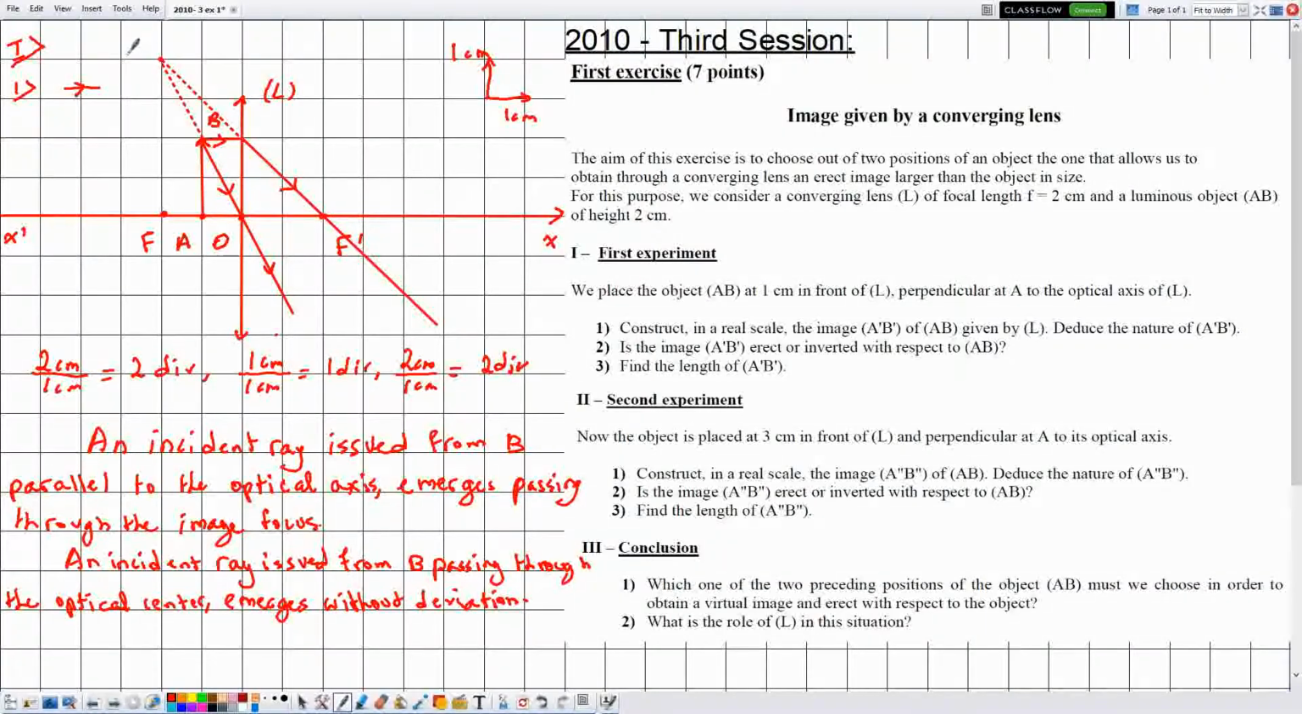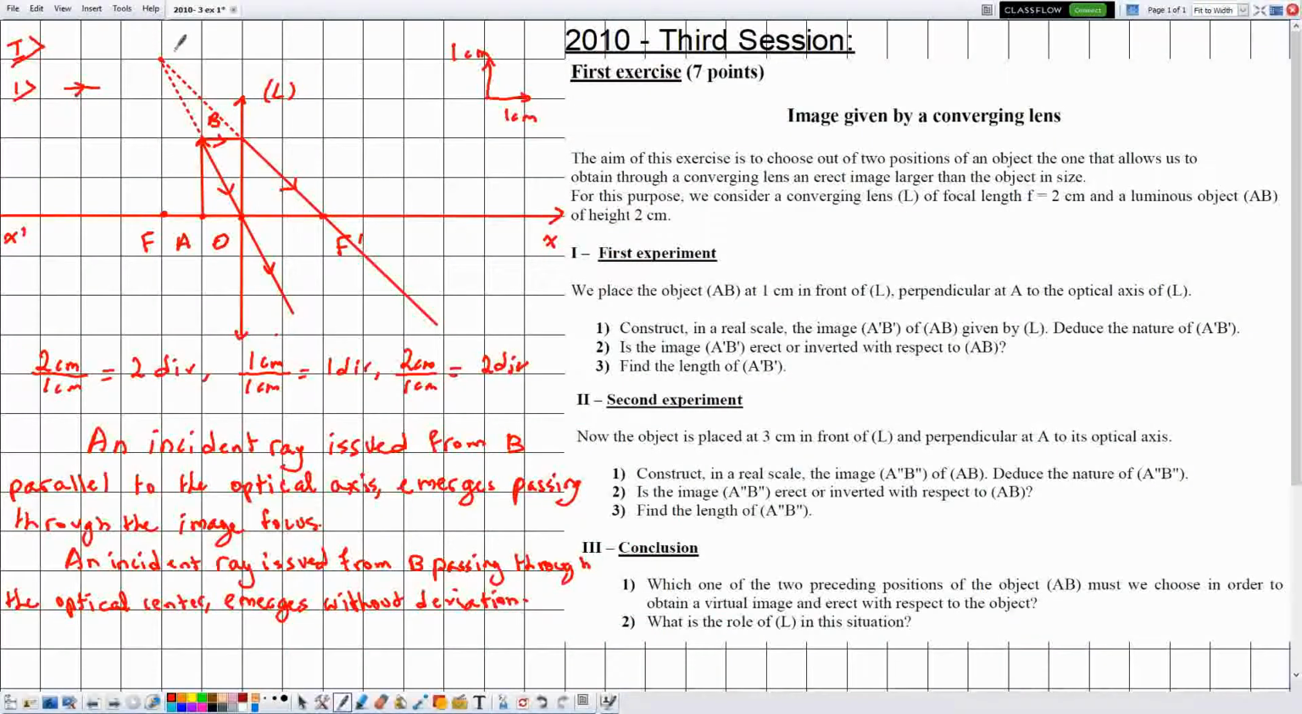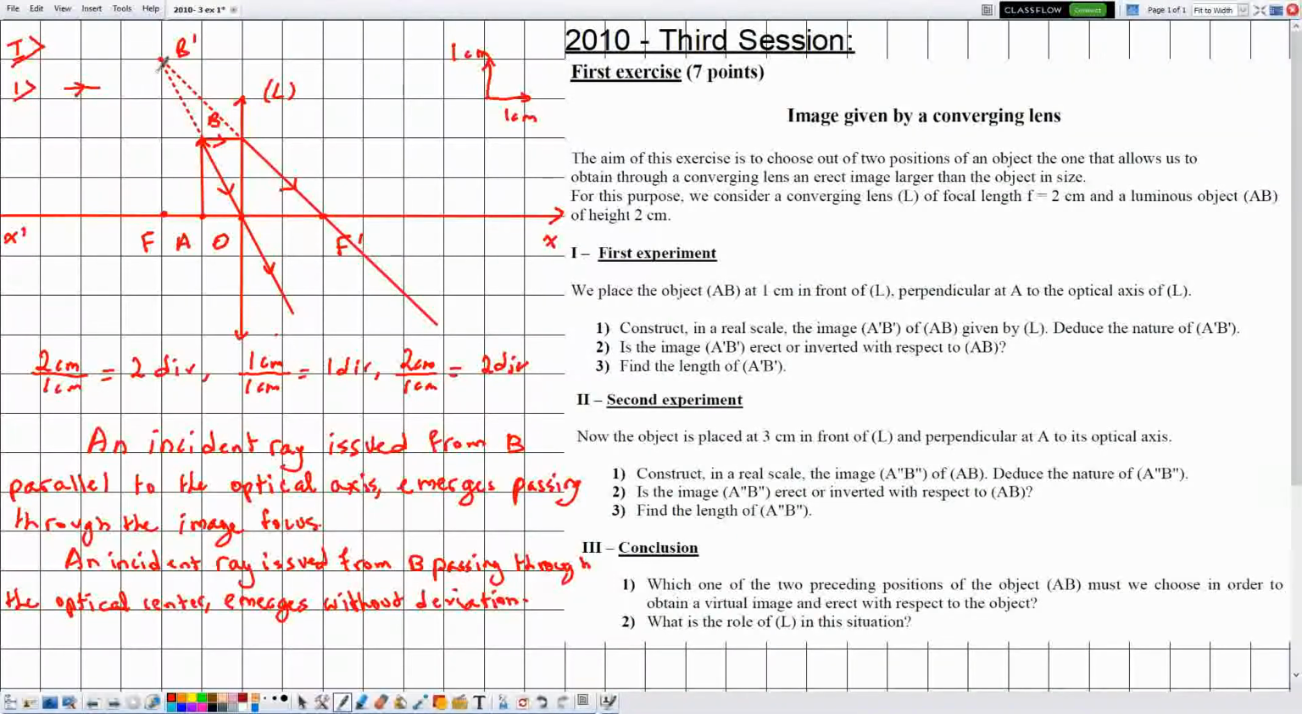So what does this point represent? Because these prolongations are coming from these emergent rays that are coming from these incident rays that are coming from B, then this point will represent B prime, the image of B. Now moreover, a hat is found on B directed away from the optical axis, therefore also a hat will be found on B prime directed away from the optical axis. So let's place the hat.